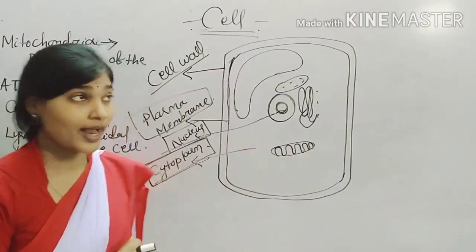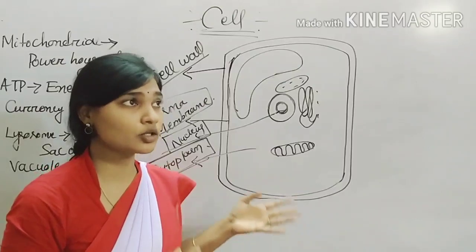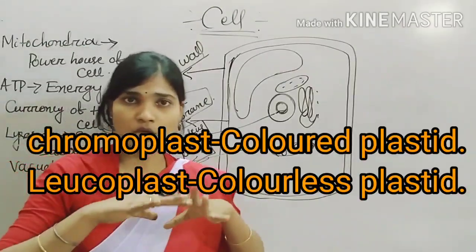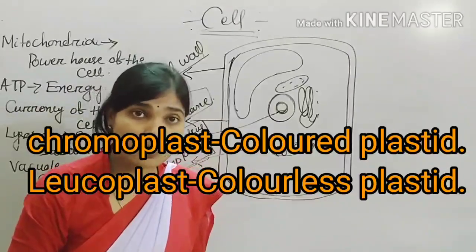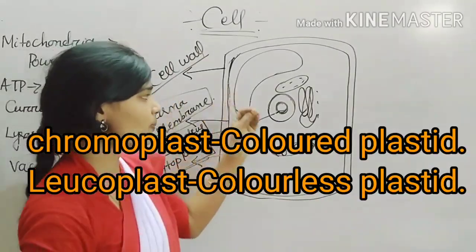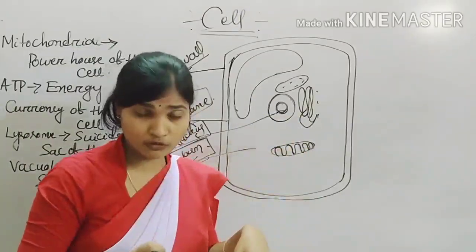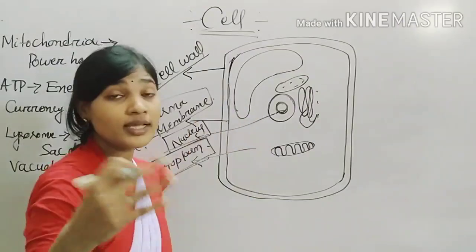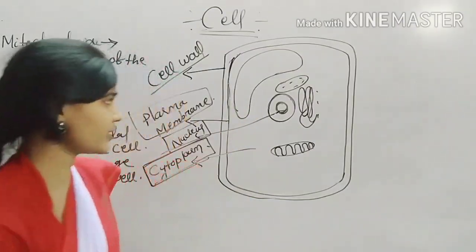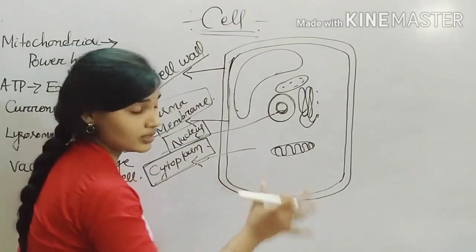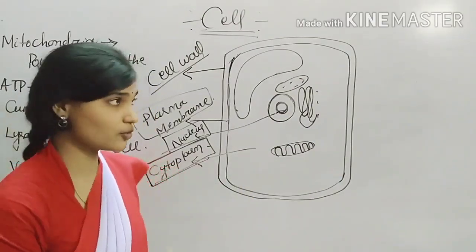And there are two types of plastid: chromoplast and leucoplast. Chromoplast is colored plastid, whereas leucoplast are colorless or white plastid. The plastid containing the pigment chlorophyll is known as the chloroplast, and this is present in the leaves of the plant. So, this is all about the cytoplasm.